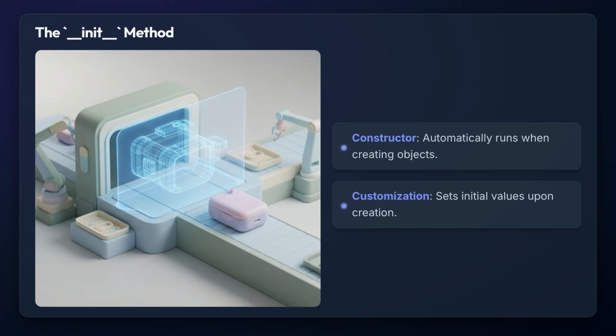The __init__ method is a special function known as a constructor. It runs automatically the moment you create an object from your class. It's the perfect place to set up the starting state of your object, like assigning a specific name or color the moment the object comes into existence.